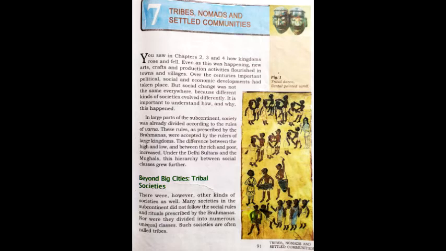Students, you saw in chapters 2, 3 and 4 how kingdoms rose and fell. Even as this was happening, new arts, crafts and production activities flourished in towns and villages. Over the centuries, important political, social and economic developments had taken place. But social change was not the same everywhere, because different kinds of societies evolved differently.